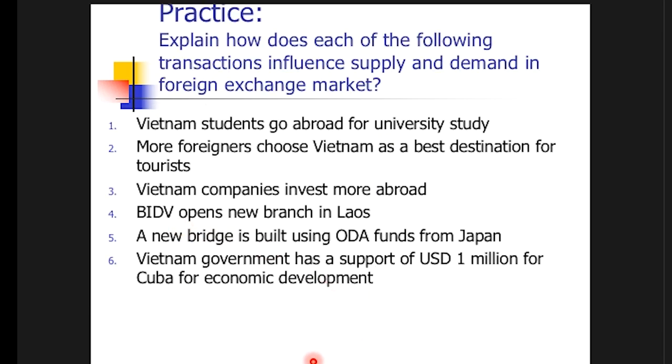Slide number 36 is the practice for this section. Explain how the following transactions influence the supply and demand in the foreign exchange market.